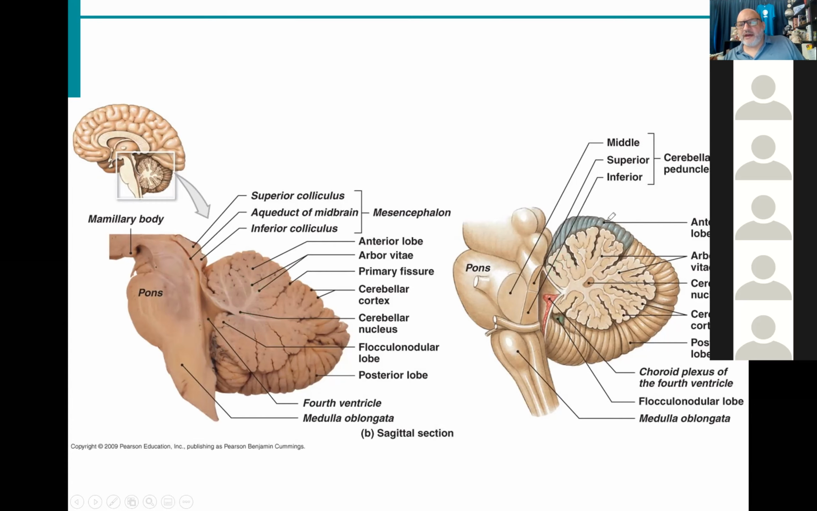We see that it also has ridges and grooves. The grooves, just like in the cerebrum, are known as sulci. However, remember here, the ridges are not gyri, they are folia, because they thought this looked like the edges of a leaf, the ruffles of a leaf, so like foliage. All right, so that's anatomy we've already learned.